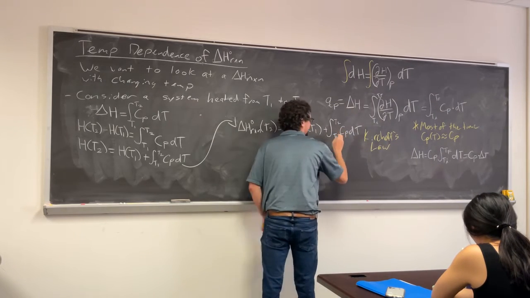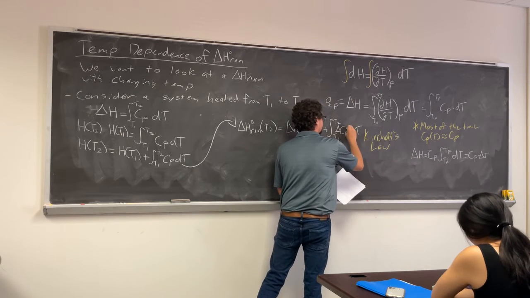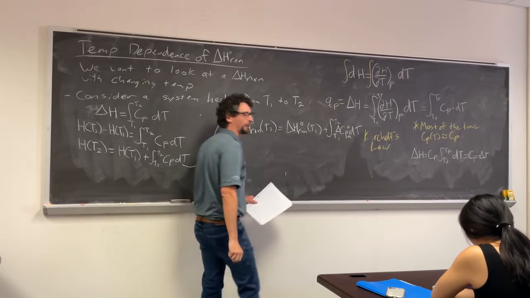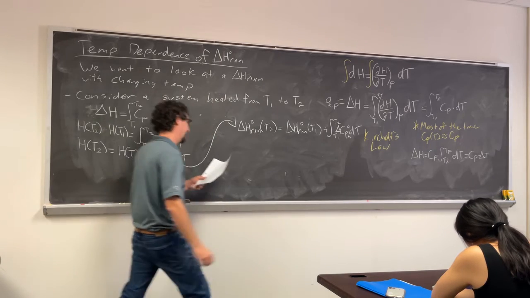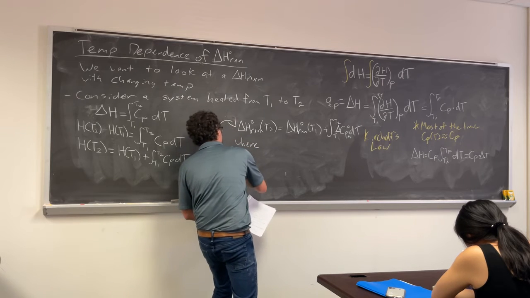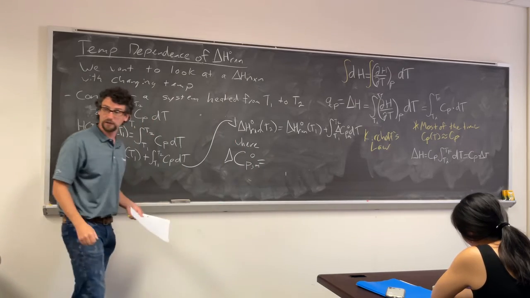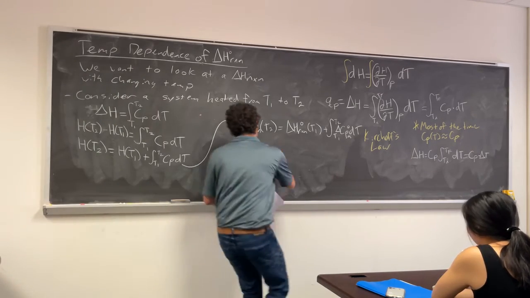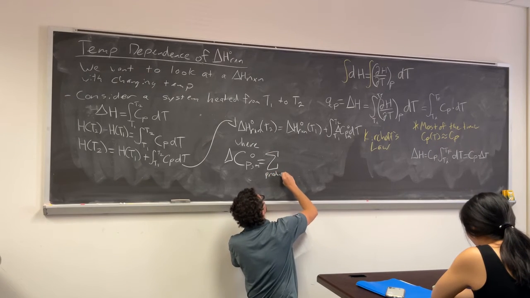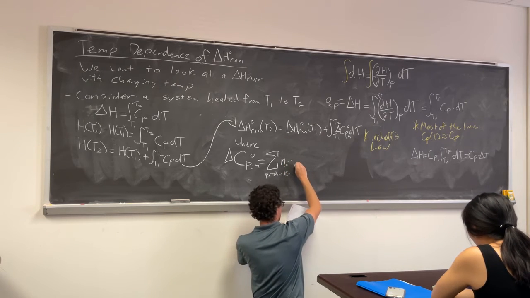Oh, I'm sorry, there should be a delta in here. We'll put a sub M too. Let's make that more complicated for you. Where this delta CpM is molar heat capacities, we're looking at the change in molar heat capacities. So we just look at products minus reactants.